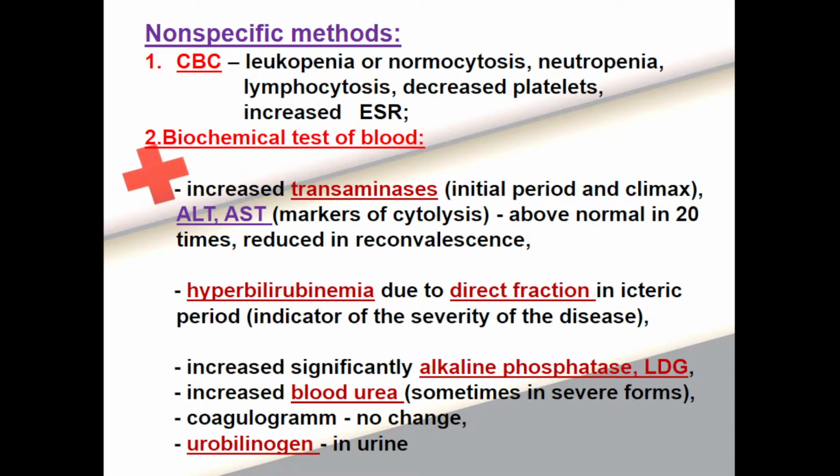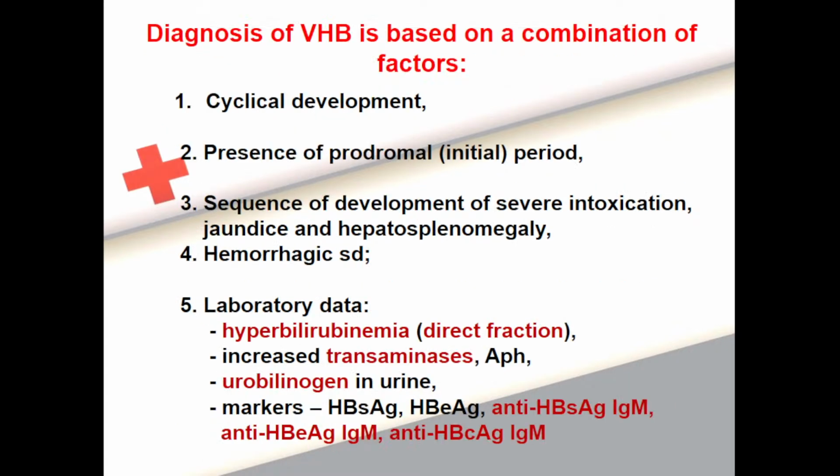Alkaline phosphatase and LDH increase significantly. Blood urea increases, sometimes in severe forms. Coagulogram shows no change in the moderate form; in the severe form, there may be changes. Urobilin is again present in urine.